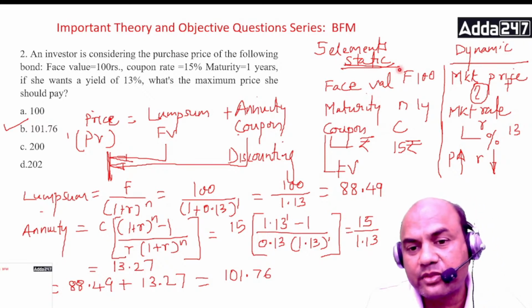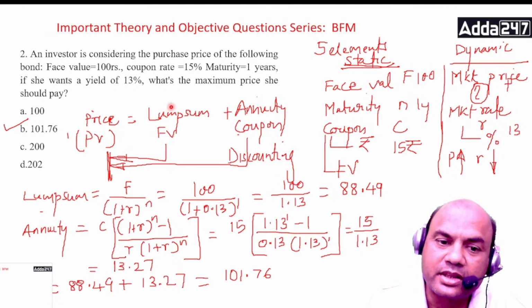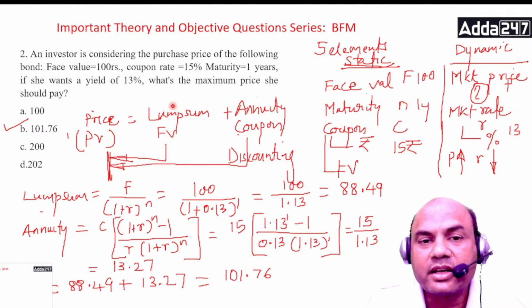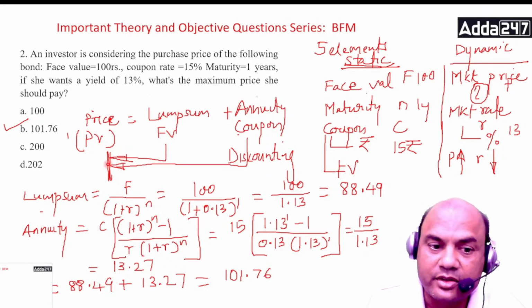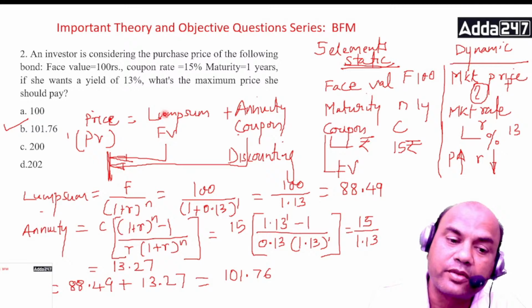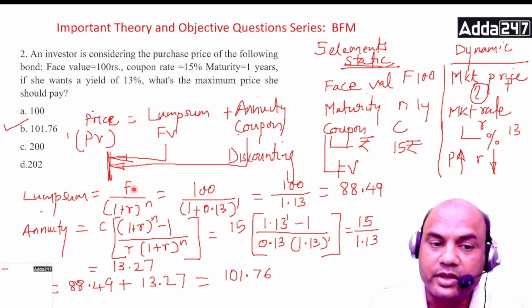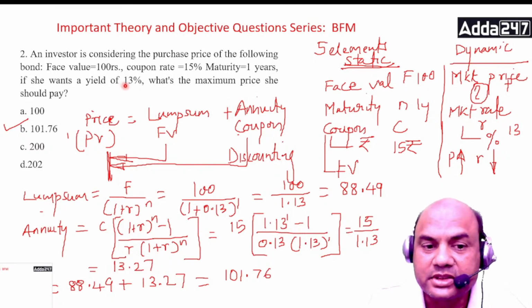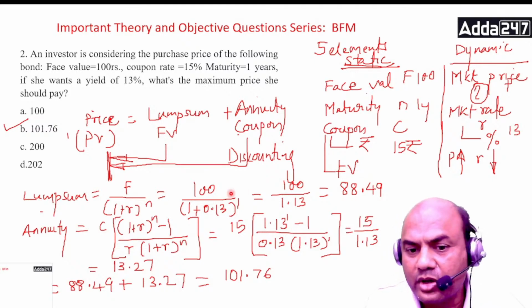So always the present value of the bond is equal to lump sum plus annuity. What is lump sum? Lump sum means whatever end amount I will be getting in one stroke, the face value amount. So present value of that. What is the formula for that? F upon 1 plus R raised to N. What is F? Face value. What is R? R is 13%. N is what? Maturity period, 1 year. So 100 upon 1.13 raised to 1. So 100 upon 1.13, it is 88.49. You can do the calculations.